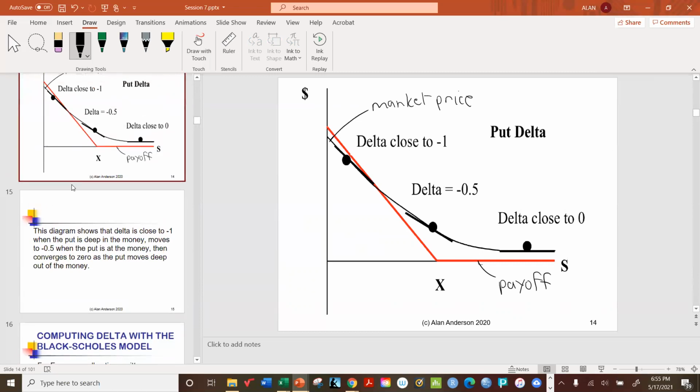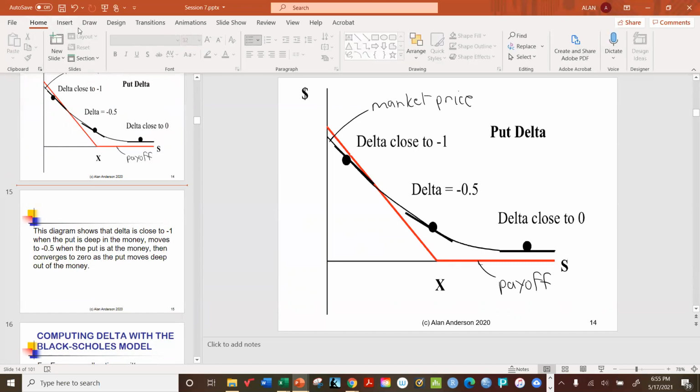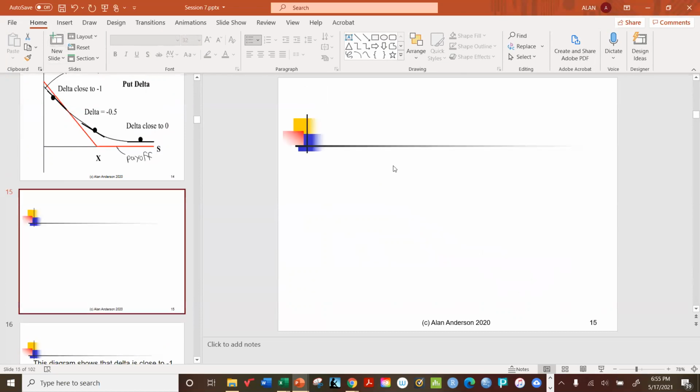All right, so why don't I summarize this for you? The call delta, which I'll remember we wrote as delta C, cannot fall outside the range from 0 to 1. The put delta has to be between -1 and 0. So that's a quick summary right there.